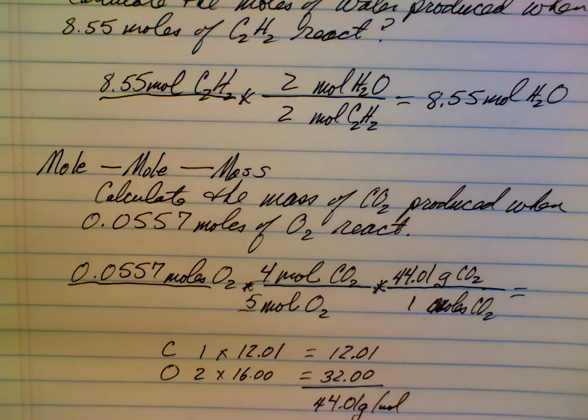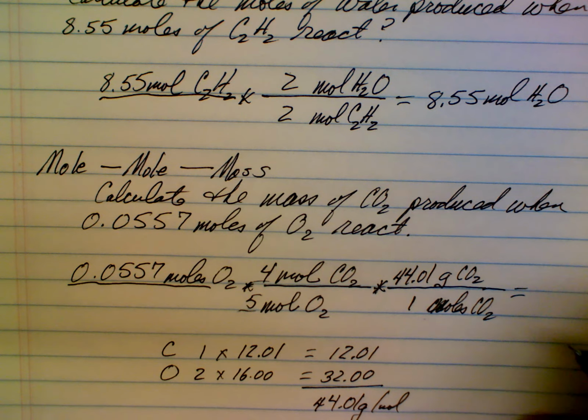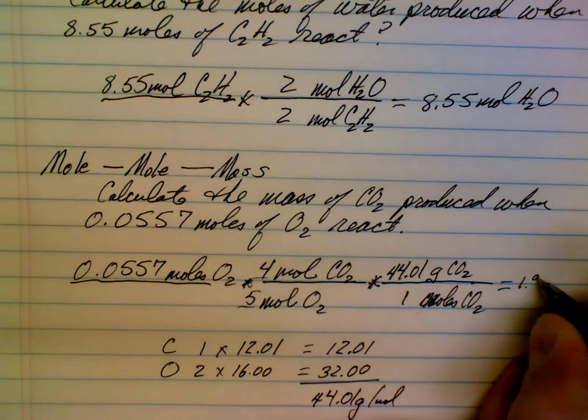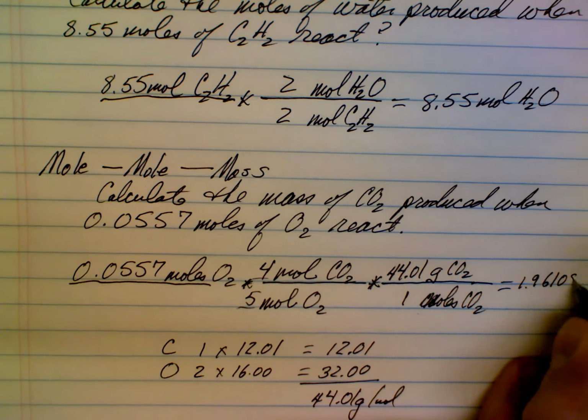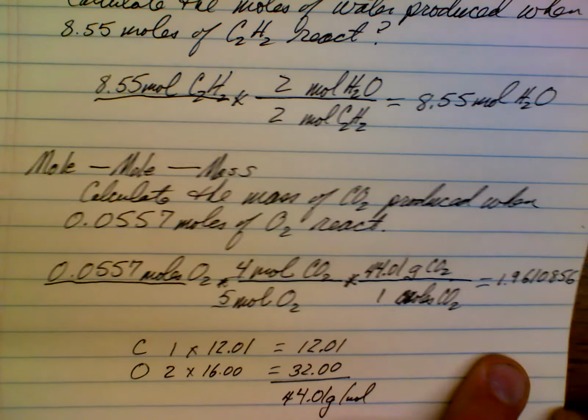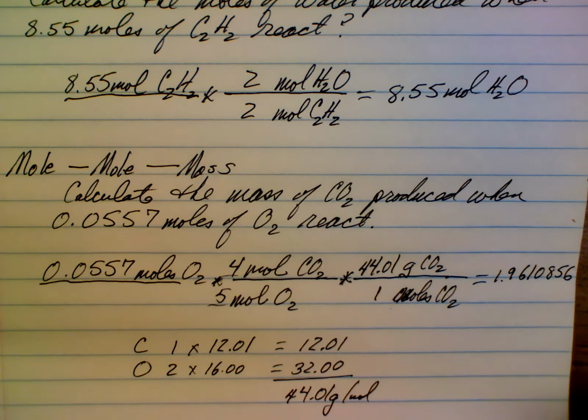So now we just have to punch that in our calculators and we get our answer. So here we have 0.0557 times 4 divided by 5 and multiply that by 44.01. And we get 1.96. It's kind of a big number here. We're going to get 1.9610856. Okay, that would be grams.